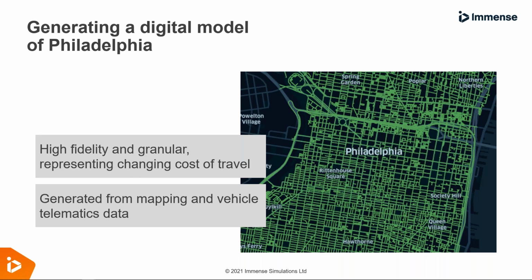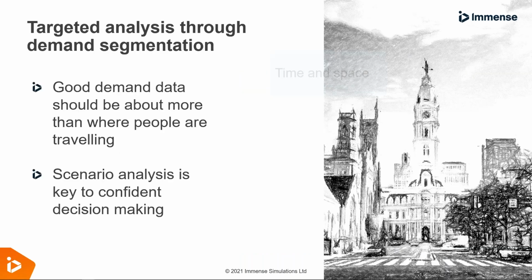We make these really high fidelity and really, really granular. And that's an example on the right where we've looked at something in central Philadelphia, going down to every single road in the network. What we do then is look at the demand for travel. So if we go to the next slide.